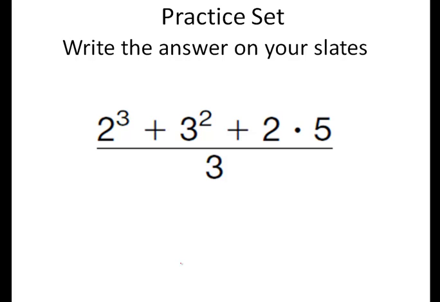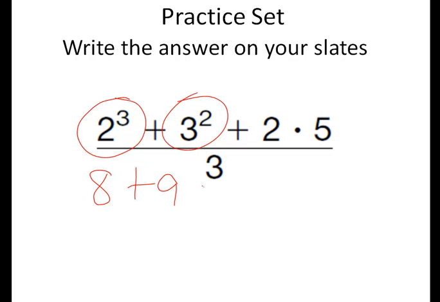Okay, so I've got no parentheses, so I don't have to worry about those. The next thing I look for is exponents, and I've got exponents right here. So I'm going to do those first. 2 cubed means 2 times 2 times 2. Well, 2 times 2 is 4. 4 times 2 is 8. So that becomes an 8. And 3 squared is 3 times 3, so that's a 9, plus 2 times 5 all over 3.